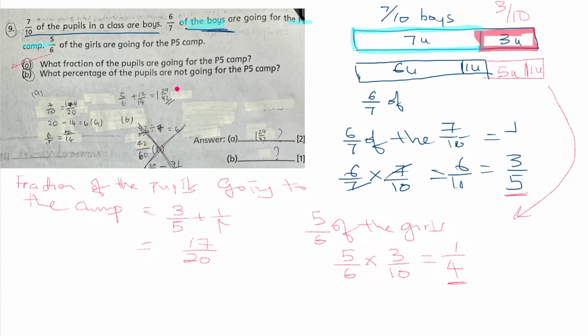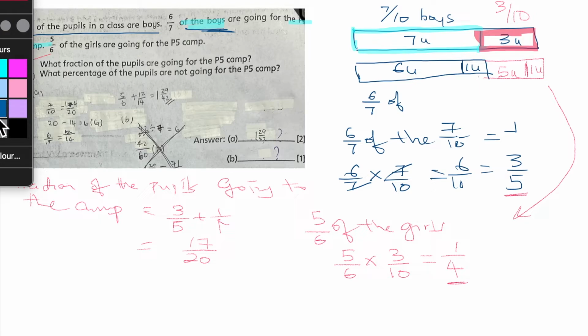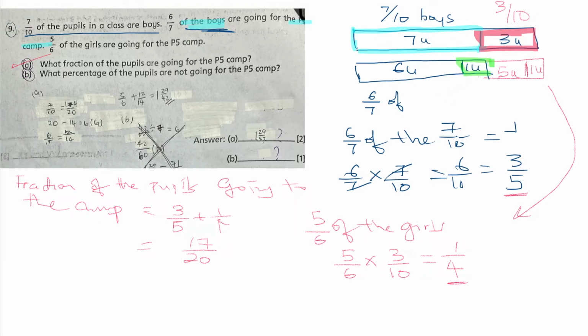Then what percentage of students are not going for the camp? So I already know that for this part not going, who will be not going? This here will be not going. This one is not going.